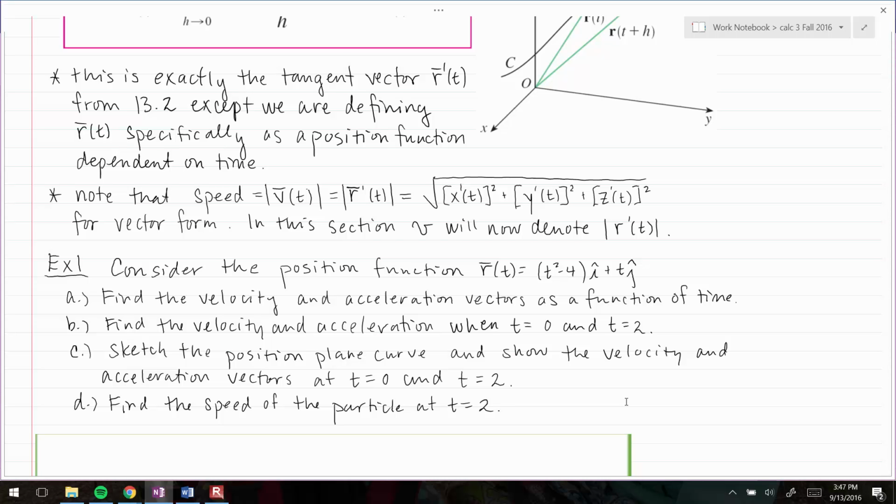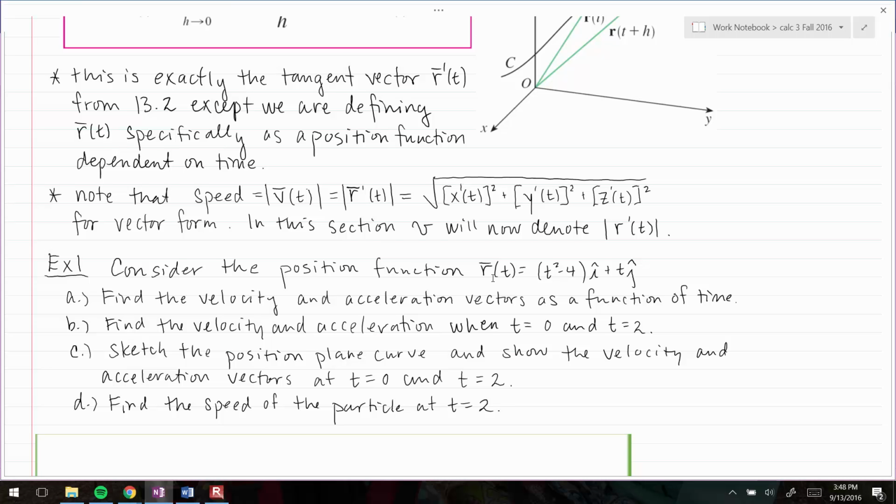Anyway, let's just get our hands dirty with an example here. Consider the position function r of t, and we're given this in component form: t squared minus 4 in the i, or the x direction, plus tj, which would be in our y direction. So here this is in 2D, but it's written parametrically as a vector function, so that part is new in the Calculus 1, 2, and 3 sequence anyway. This is something you do in physics and possibly other classes.